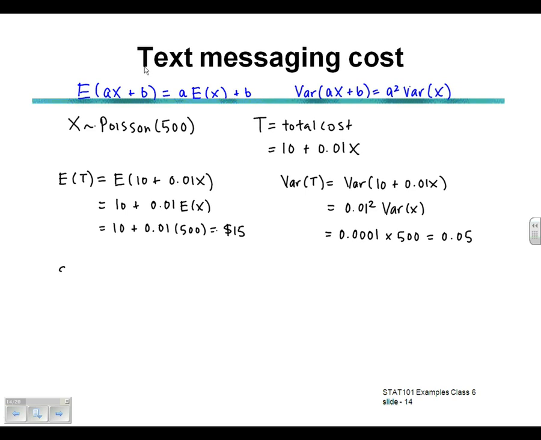And so the standard deviation of the total cost is the square root of the variance, which is the square root of 0.05, and that comes out at 0.2236. And of course that standard deviation measure is in the same units as the expected value, so that's also a dollar value. So we have the mean and standard deviation for the total bill.